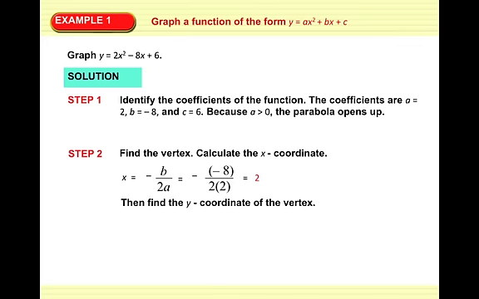Now to find the y-coordinate of the vertex, you just plug in x equals 2 and you figure out what the corresponding y value would be. So we have 2 times 2 squared minus 8 times 2 plus 6, so that is 8 minus 16, which is negative 8, plus 6 is negative 2. So 2, negative 2 is the vertex. And then you want to plot that point. So go ahead and take a second and plot 2, negative 2.